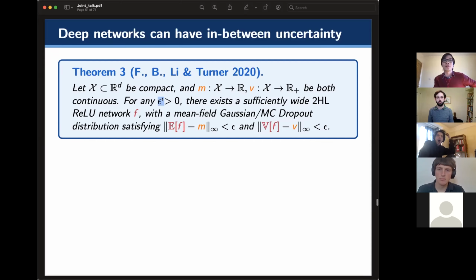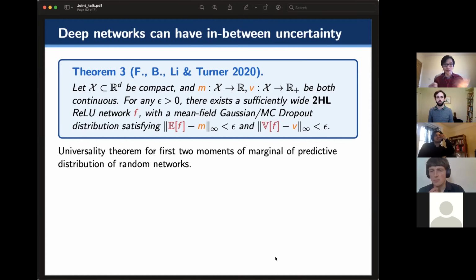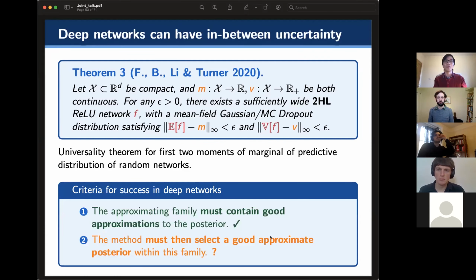Then for any epsilon positive, there exists a sufficiently wide two-hidden layer ReLU network with a mean field Gaussian or MC dropout posterior, satisfying the condition that the expectation is close to the target mean and the predicted variance is close to the target variance. So it's like a universality theorem for the first two moments of the marginal of the predictive distribution for random networks. If we go back to our criteria and think about deep networks now, it looks like if all you care about is the first two moments, the approximating family does contain good approximations to the posterior. So the open question is, will we then find these good approximations when we optimize the ELBO?